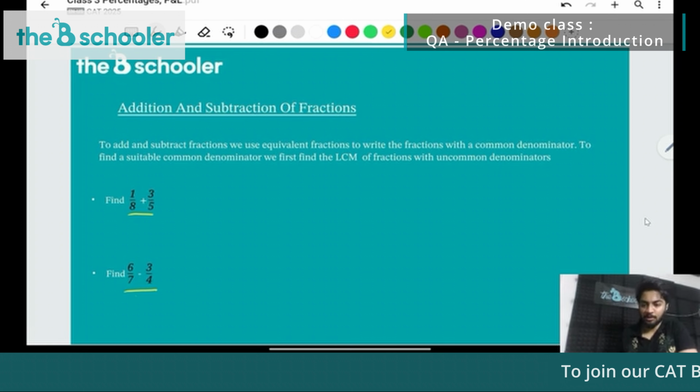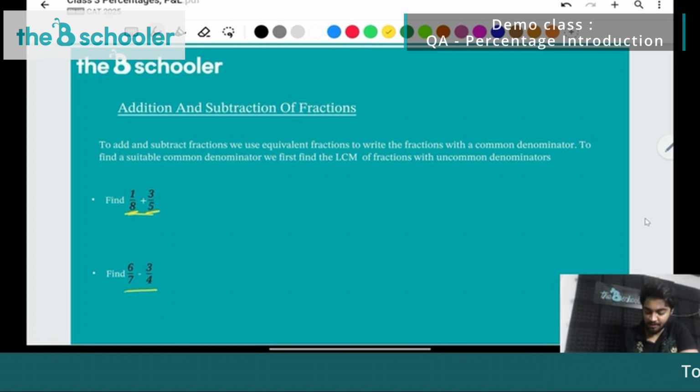Yeah. So what do we do here? LCM of 8 and 5. We have to find the LCM of 8 and 5, which is 40, right? Now I have to make both of them into the 40 form. So for that, 8 into 5. So I'll get the first one as 5 by 40, plus 5 into 8 has to be done. So this will be 24 by 40. Then when you add both, you get 29 by 40.